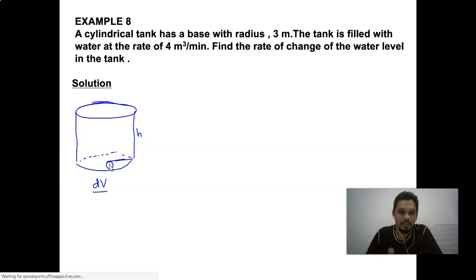Where R is equal to 3. The tank is filled with water at the rate of 4 meter cube per minute. The change of volume with respect to time, dV/dt, is equal to 4 meter cube per minute.